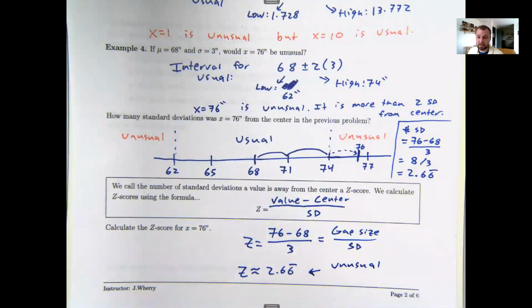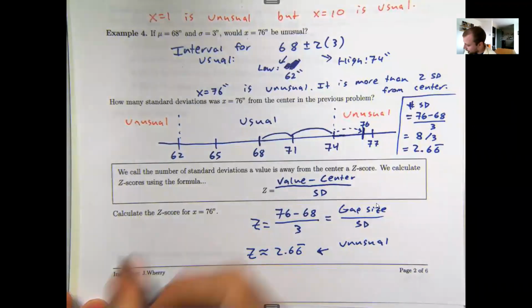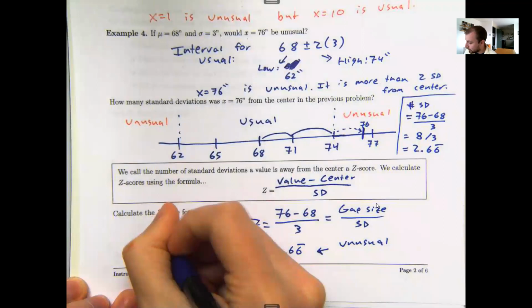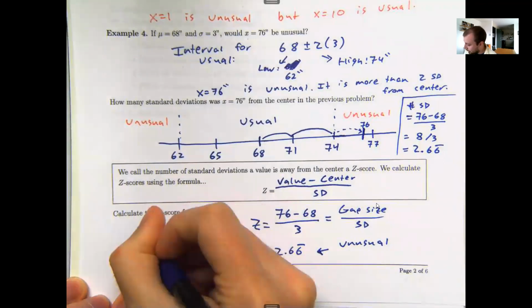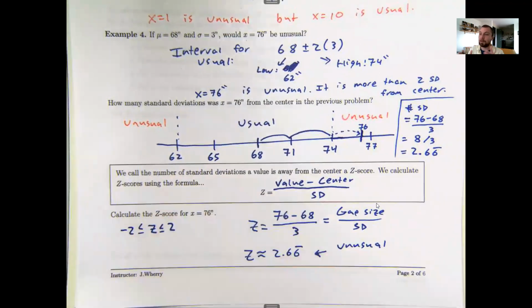Now I can define usual and unusual based off of the z-scores. I would like you to take a moment and see if you can figure that out. What would it mean to be usual for the z-scores? What would it mean to be unusual? Okay, so revisiting this idea of usual and unusual for z-scores. If something is within 2 standard deviations, so if you have a z-score between -2 and +2, that's the number of tick marks you are away from the center.